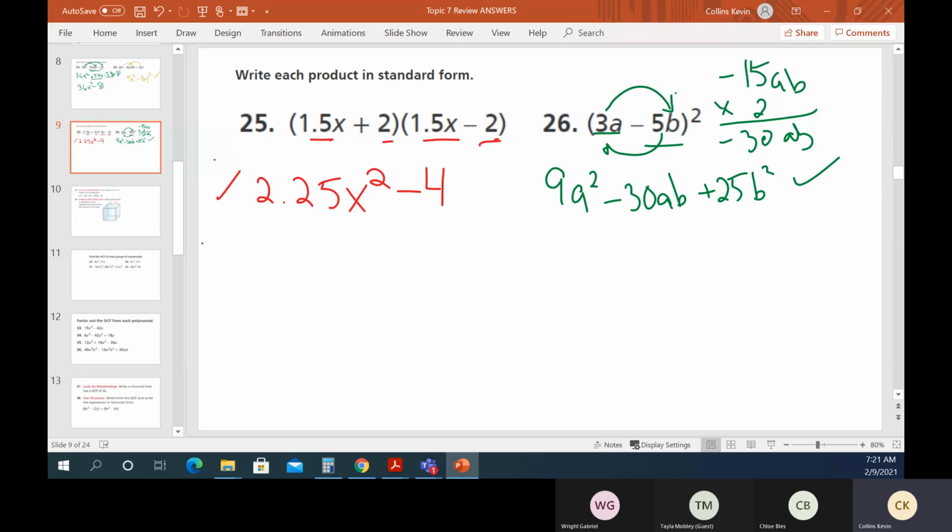So when you have something squared, you will get a middle term. And when you have stuff that looks the same, but one's plus and one's minus, you will not get a middle term. So we didn't get an x over here. Okay?